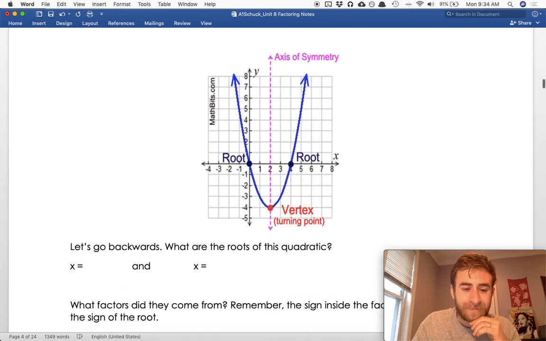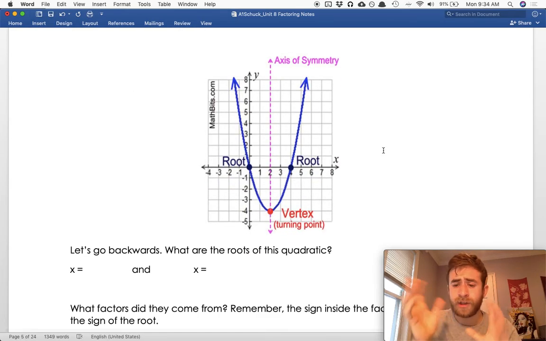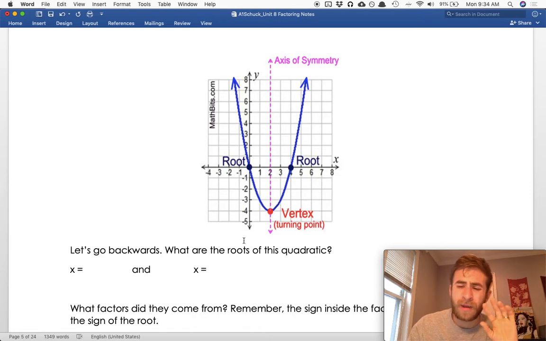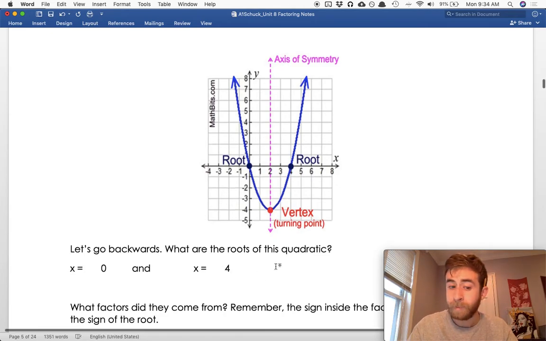Okay, so let's go backwards a little bit just so we can get the full context of it. We have a quadratic over here. It's asking, what are the roots of this quadratic? And so I can see it is hitting the x-axis when x is 4, and it's hitting again when it is 0. So the roots of this quadratic are going to be x equals 0 and x equals 4.